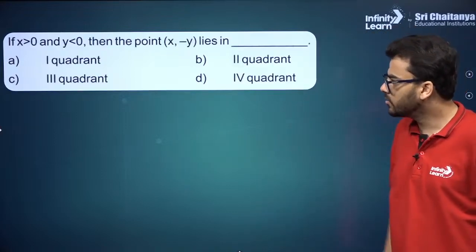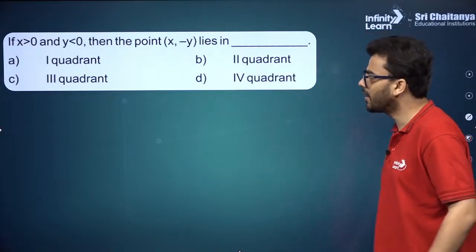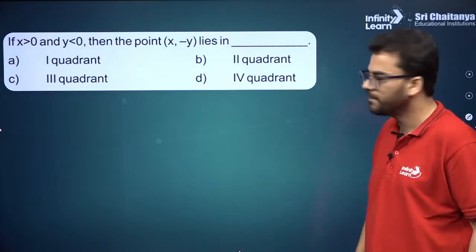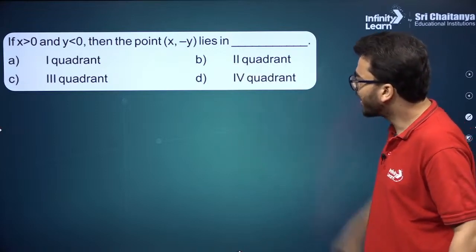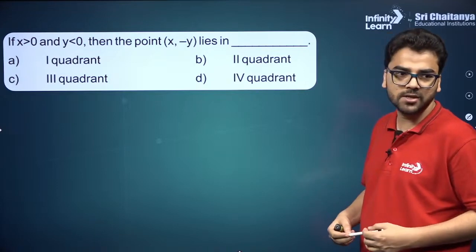Okay. Can you do this one, guys, and let me know the answer? If x is greater than 0 and y is less than 0, then the point x comma minus y will lie in which quadrant? Can you tell the answer over here?